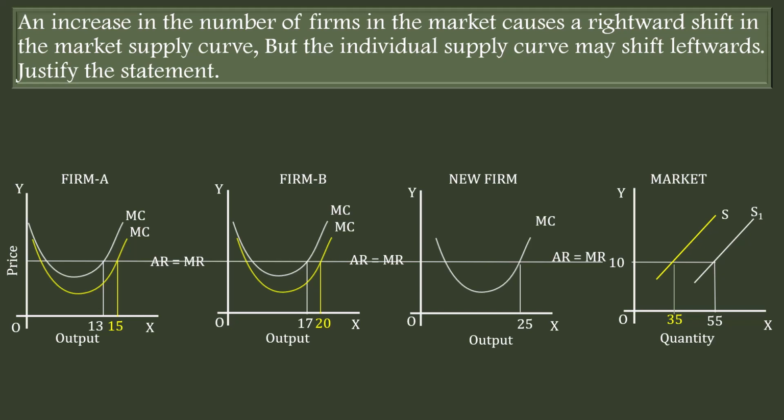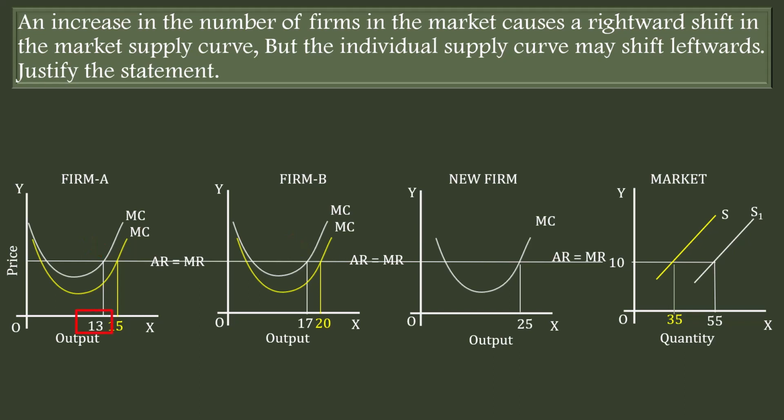The original marginal cost curves are shown in yellow color and the new marginal cost curves are shown in white color. New equality between marginal cost and marginal revenue is formed to the left of the original output. It means that the supply curve of the 2 firms shift to left.